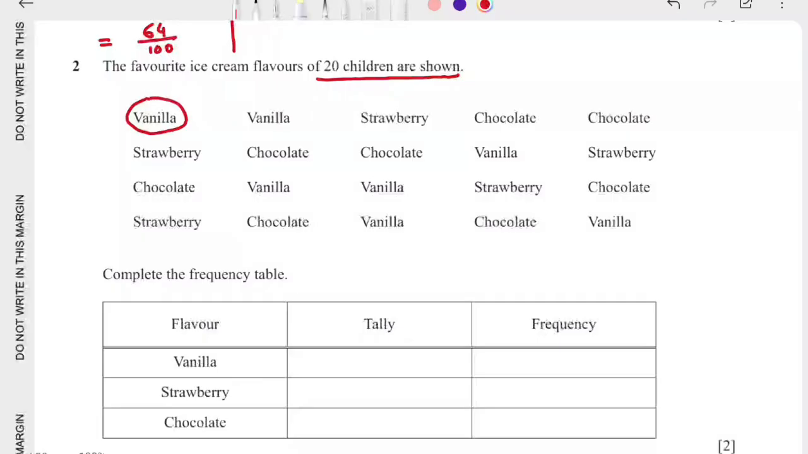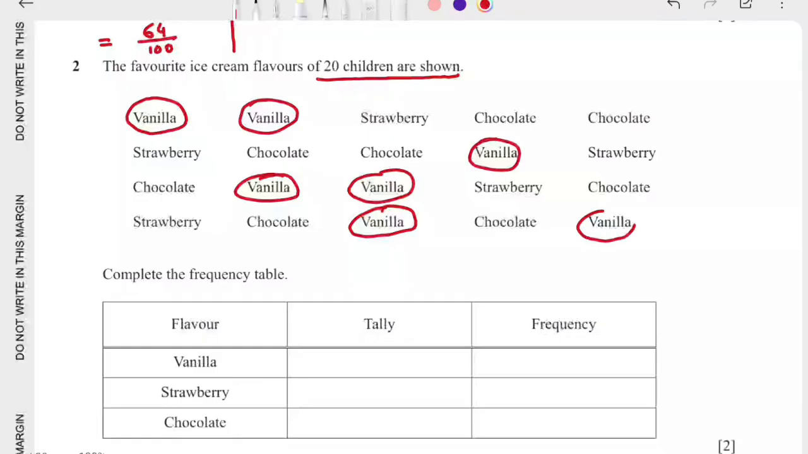1, 2, 3, 4, 5, 6 and 7. So vanilla appears 7 times. So we can make bars here 1, 2, 3, 4, 5, 6 and 7, and the frequency would be 7.